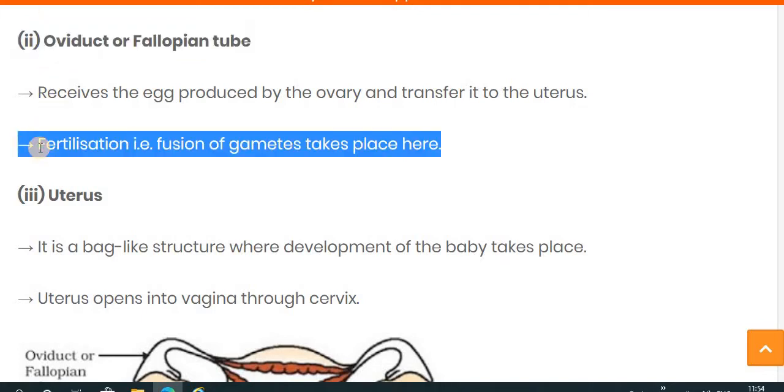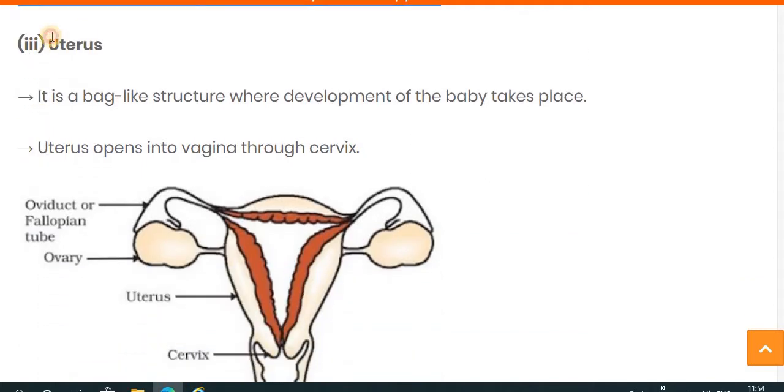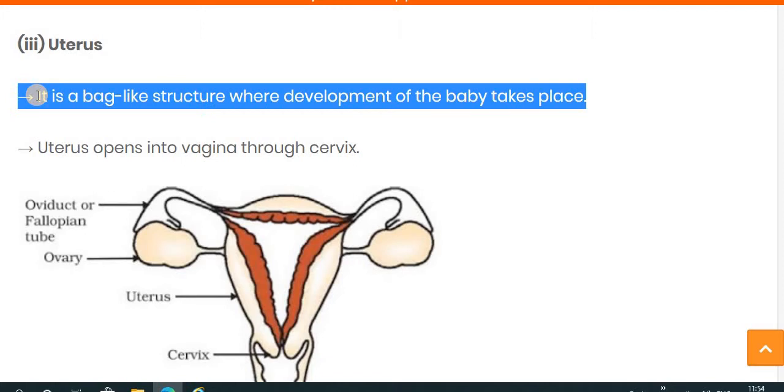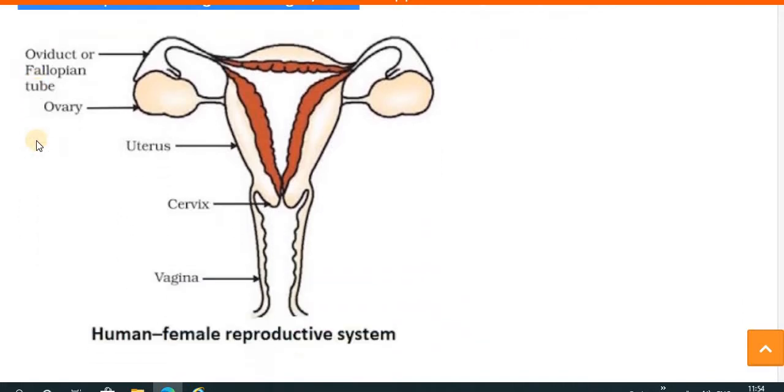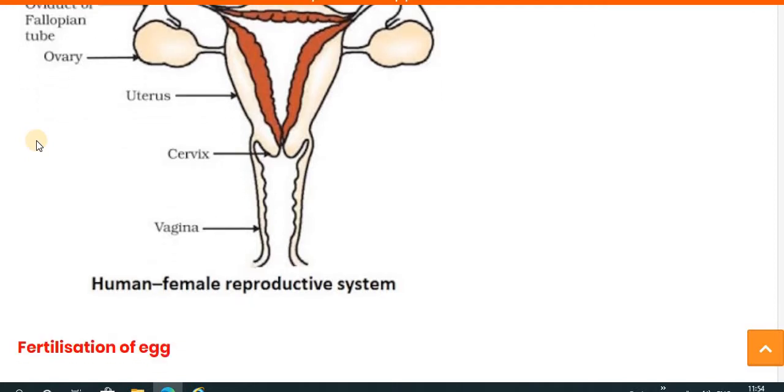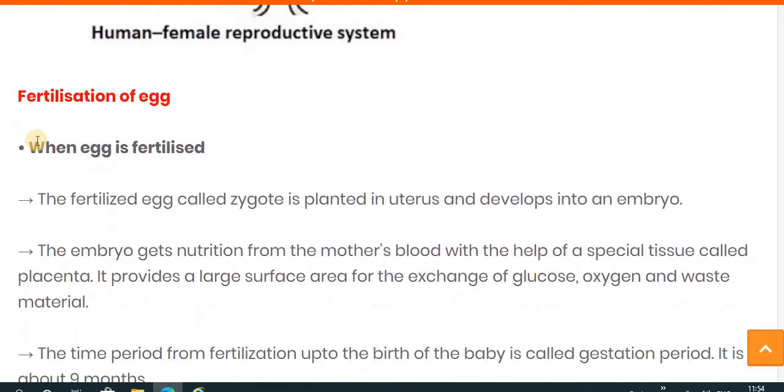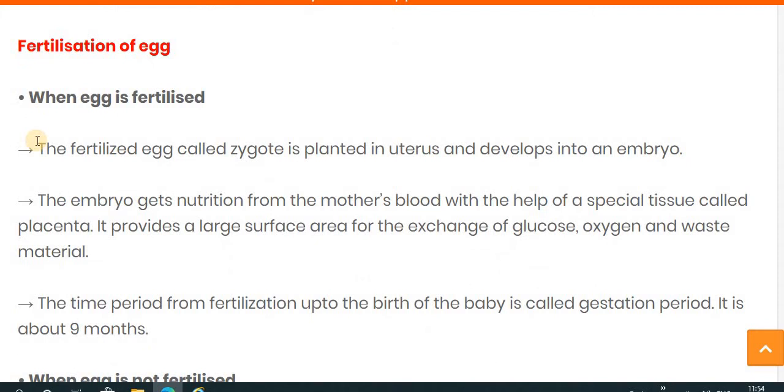Then we have seen fertilization, the fusion of the male and the female gametes. Then the uterus, a bag-like structure where the development of the baby takes place, which opens into the vagina through the cervix. And here is the figure of the human female reproductive system. So till now we have seen the male reproductive system and the female reproductive system. Now the next topic is fertilization of the egg.